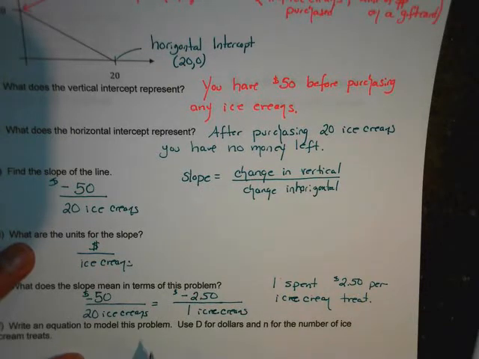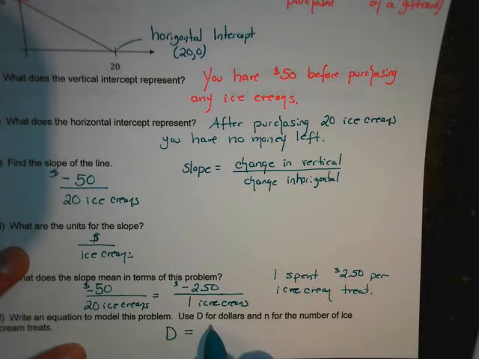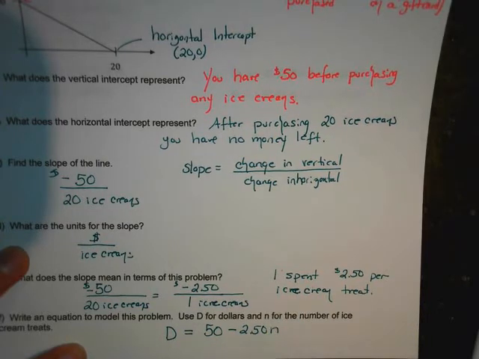So the equation for the model, so it's always the output, something in terms of the input. So we started with $50. My change, it decreased by $2.50 every time I purchased an ice cream cone. If you want, you don't have to write negative 2.50. You could write negative 50 over 20. It's the same thing. But we started with 50. We lost money every time we purchased an ice cream treat.